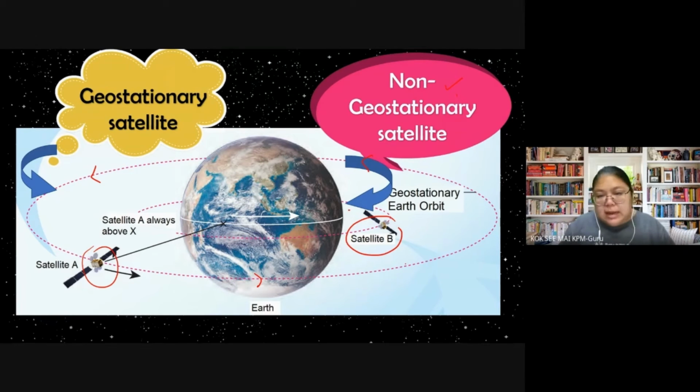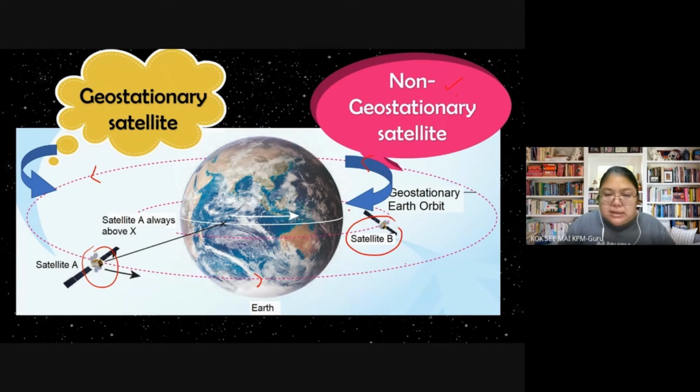Now we're going to see what the differences are between these two satellites. Both orbit the Earth, this one is similar. Both orbit the Earth, then surely there are differences, so we see what happens.